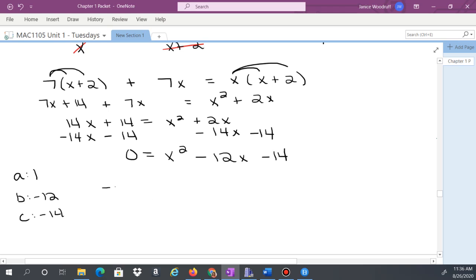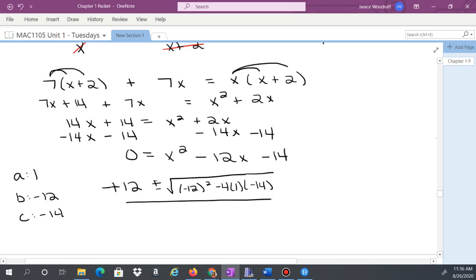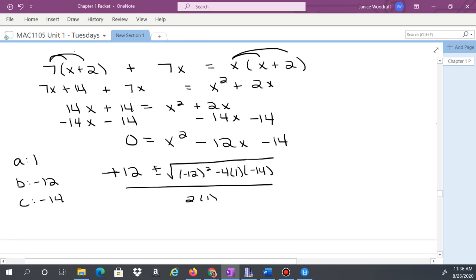So let's see here. You've got negative b, so negative negative 12. That'll make a positive 12. Plus or minus the square root of negative 12 squared minus 4 times 1 times negative 14, over 2 times 1. All right, so negative 12 squared is going to be a positive 144 minus 4 times 1 times negative 14, negative 56. So that double negative there will turn to positive. So 144 plus 56, I believe, is 200. Yeah. Well, that's nice. So I'm going to get 12 plus or minus the square root of 200 over 2.